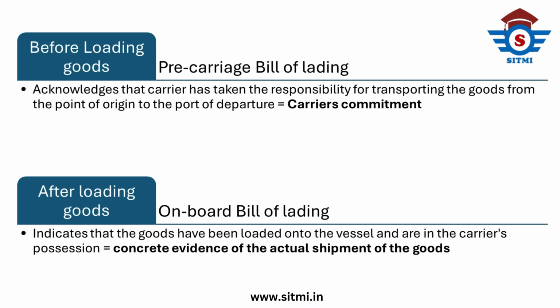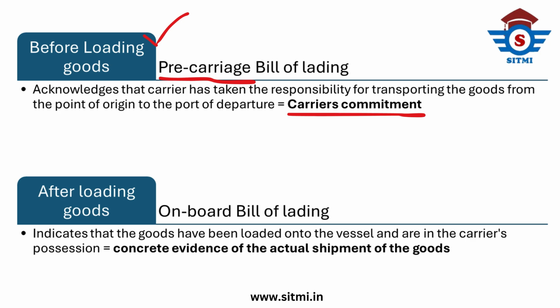Now in case of before loading, in some cases, the bill of lading may be prepared before the goods are loaded onto the ship. This type of bill of lading is referred to as a pre-carriage bill of lading. It acknowledges that the carrier has taken the responsibility for transporting the goods from the point of origin to the point of departure. The actual loading of the goods onto the ship may occur after the bill of lading is prepared, but the document serves as evidence of the carrier's commitment to transport the goods.